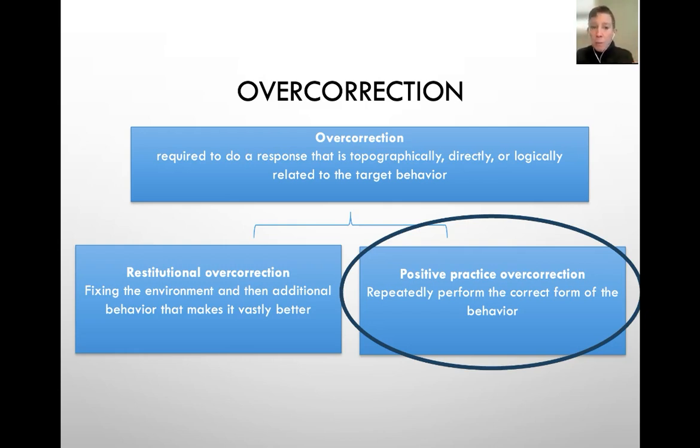And again, for it to be overcorrection at all, it has to be logically related to the target behavior. So if I knock over the bookshelf and then I have to go clean and organize a table, that's not restitutional overcorrection. That's contingent exercise. I'm having to do something else that's unrelated to the target behavior. But if I'm trying to decrease knocking over the bookshelf, and you knocked over the bookshelf and I make you clean it up and alphabetize it, then that's restitutional overcorrection.